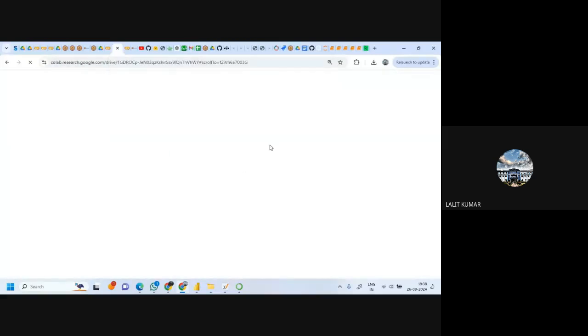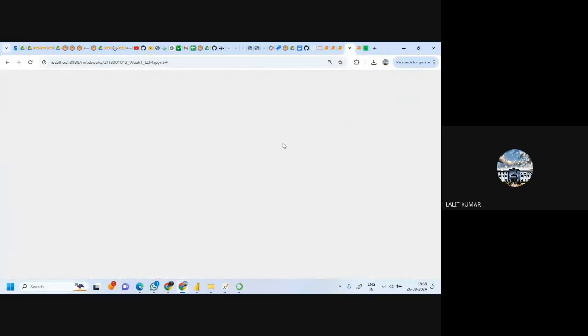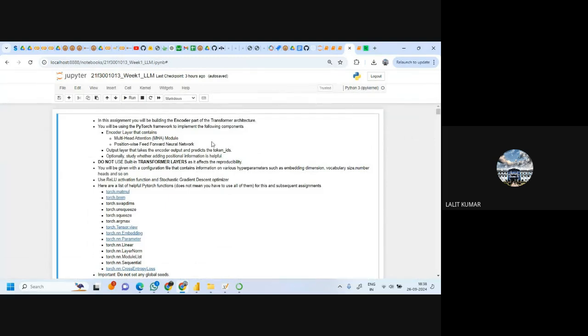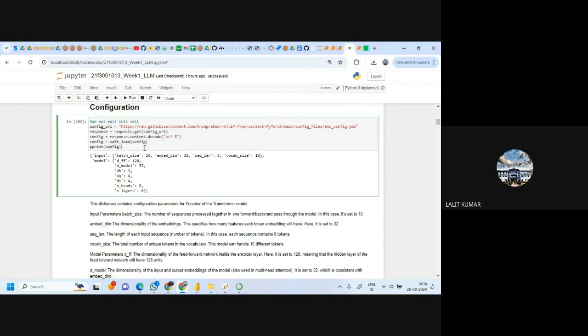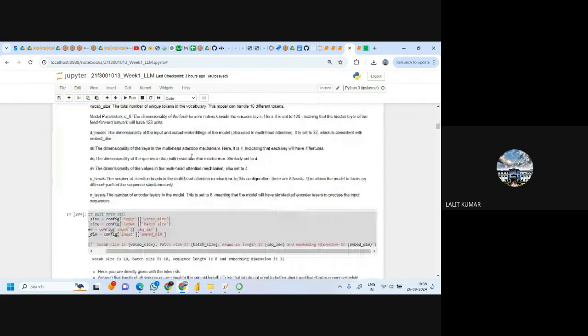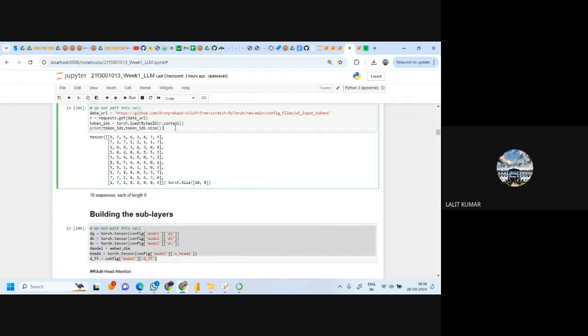I'll just show you what I was working on. Is it visible, or shall I increase the size? It's visible. Okay, so this is directly from the assignment. We have all the sizes, they have given the batch size and everything. Then I'll share this notebook again in that group so you can go through it.